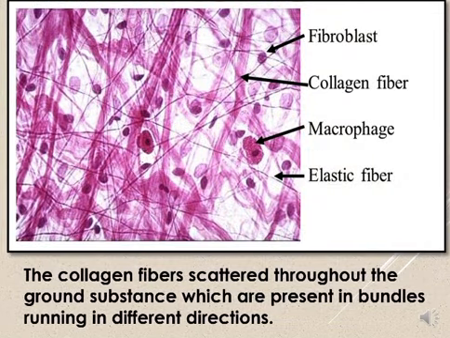The collagen fibers are scattered throughout the ground substance, present in bundles running in different directions. هذه هي الكولاجين bundles اللي لونها يكون وردي عريضة. هذه distributed in the loose connective tissue arranged in different directions.